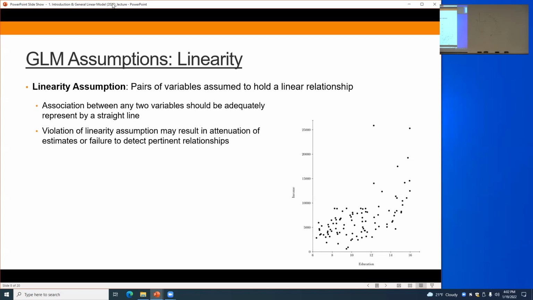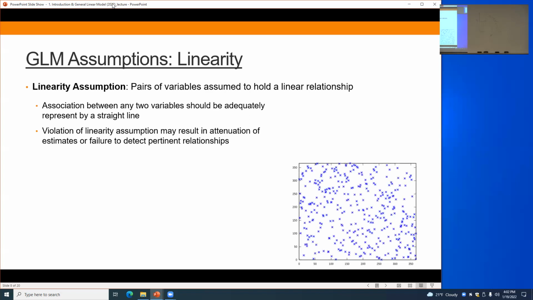Questions about this? What about this one? Is this a linear relation between these two?